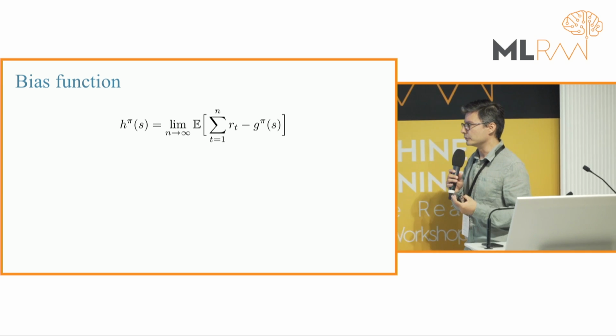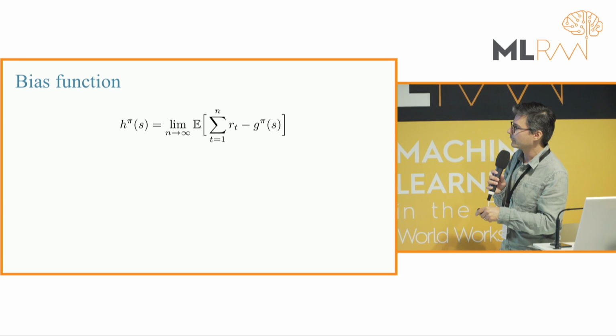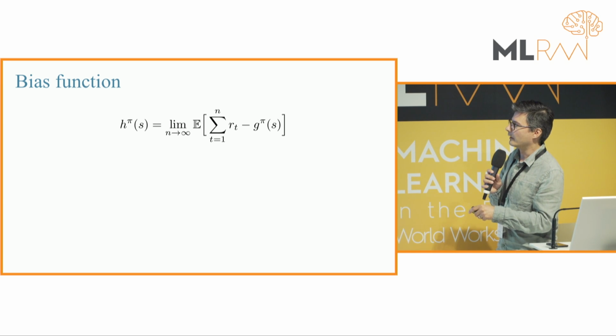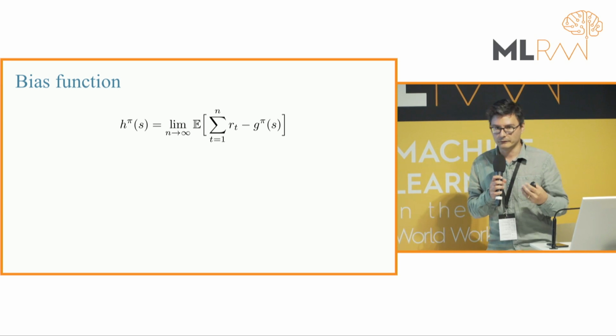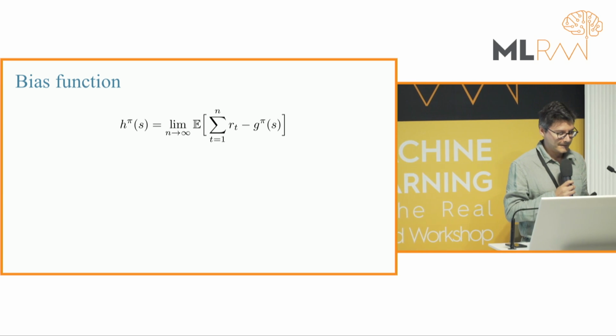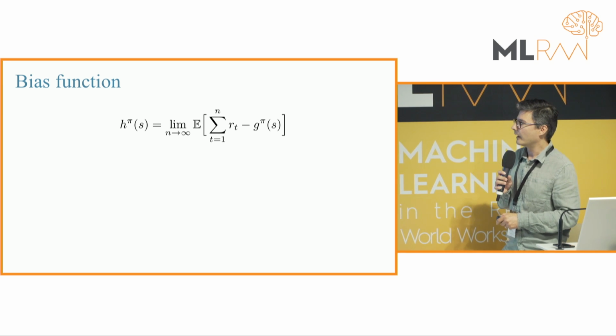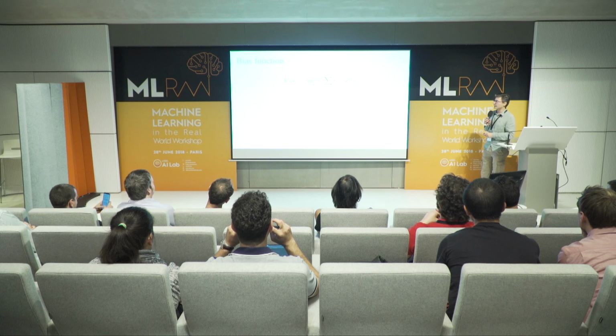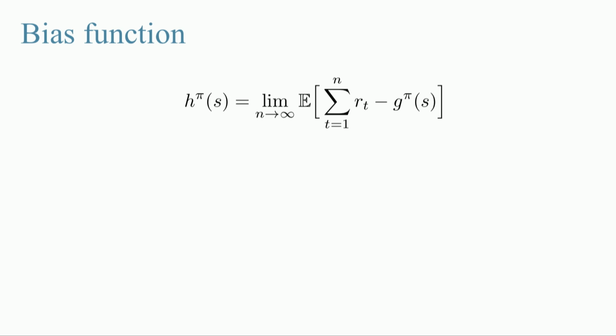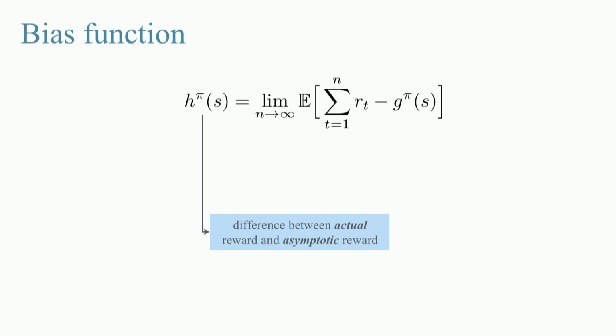In order to do that, I have to introduce another function. So far I defined the performance of a policy in a specific MDP. So this G^π was the average reward that I could get. And this quantity here says, okay, start from state S, and compare the amount of reward that you can get starting from S and the amount of reward that you can get on average asymptotically, which is the definition of this G function. So this measures the difference between the actual reward that I can get step by step, starting from S, and the one that I will be able to gain asymptotically over time.